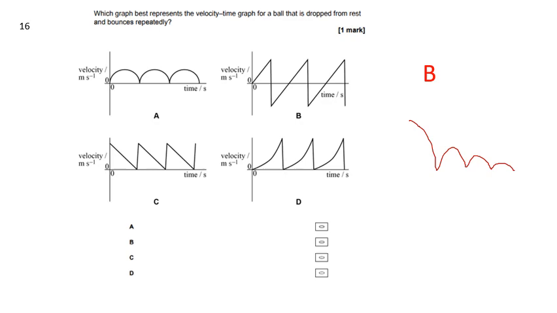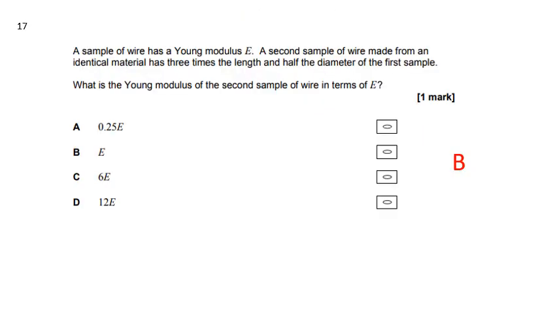When the ball is actually in the air, its acceleration is just due to gravity. So apart from when it bounces, this very short time when it's actually bouncing, its acceleration, which is the gradient, is constant. The answer is B. Know that graph, it comes up quite a bit.